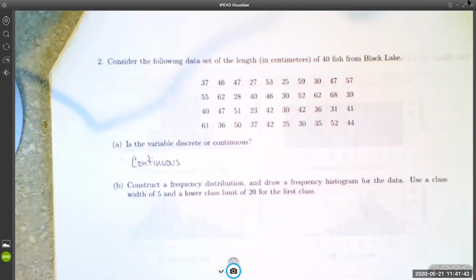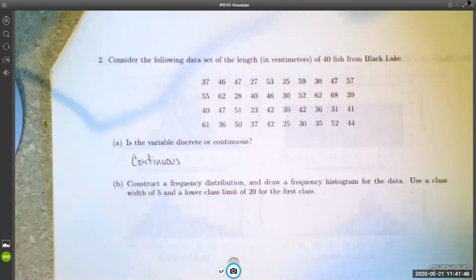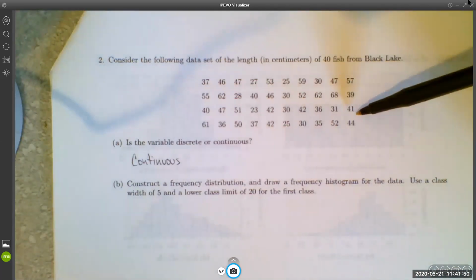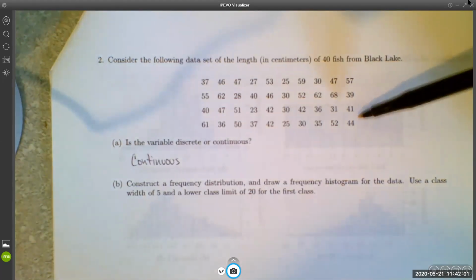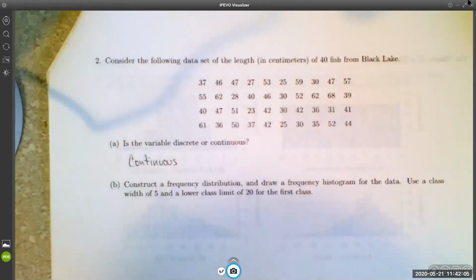It's continuous because they got these values by measuring, right? And in this case, they measured to the nearest centimeter, but they could have measured to any desired level of accuracy, right? So theoretically, they could have gotten as accurate as they wanted to, but anyway, they got the data by measuring, and so it's continuous data.